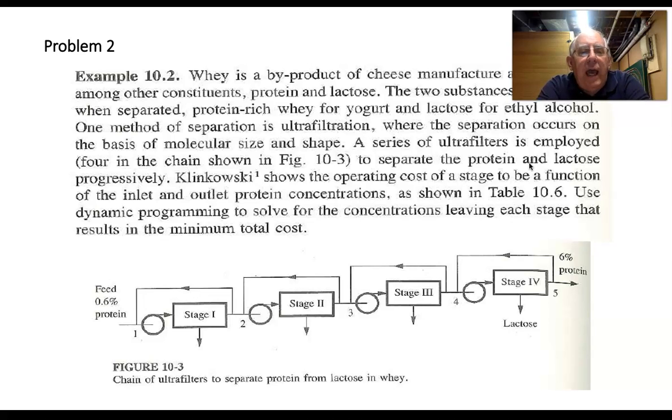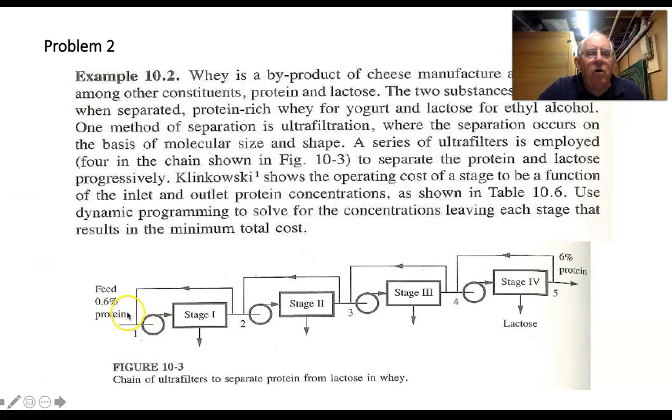Based on the incoming and the outgoing percentage of protein, that particular stage has a cost associated with it. That cost will be given to us in the next table. And we want to use dynamic programming to solve for the concentrations that are leaving each of the stages.